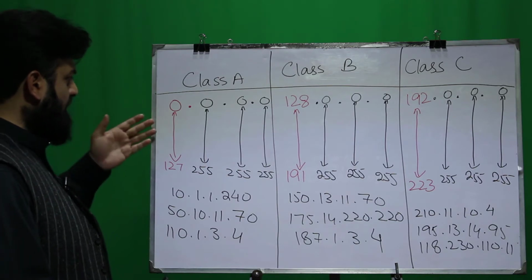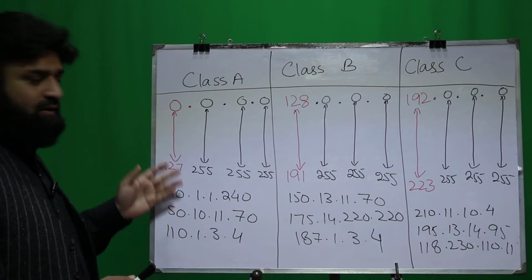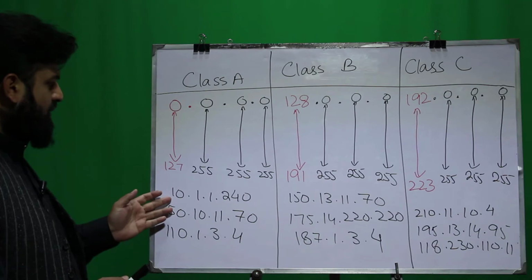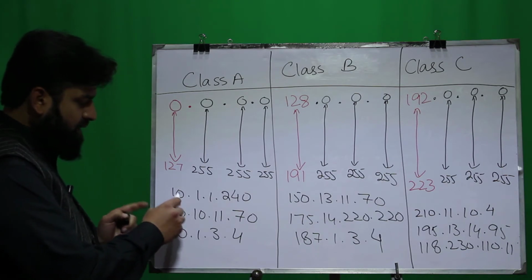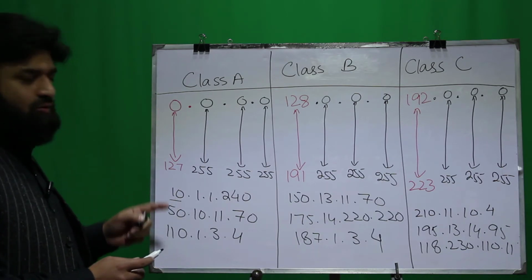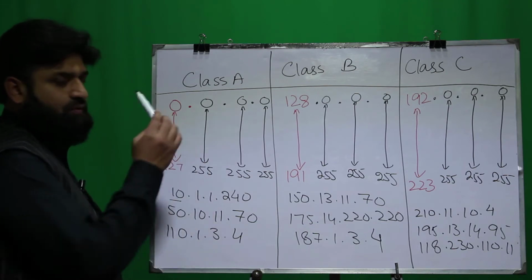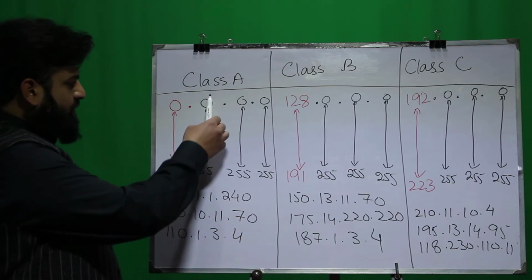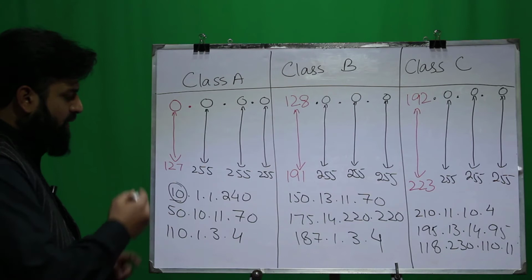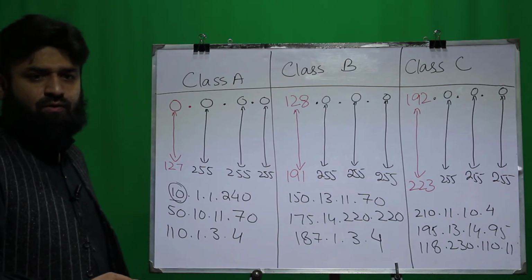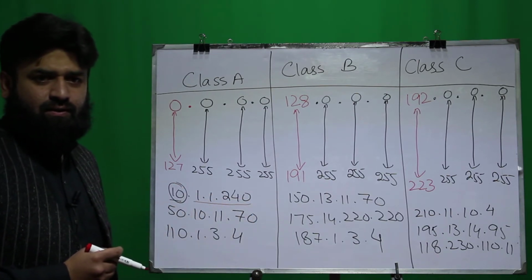Let's come to class A. We have the first octet from 0 to 127, so any IP address falling in this range will be class A. Like we have 10.1.1.240. Seeing this 10, as we know it falls between 0 and 127, we can surely say that it is a class A address. The rest octets can fall between 0 and 255. And this 10 will identify the network portion of this IP address, and the rest will identify the host portion.